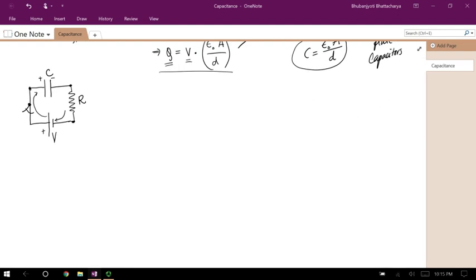So what is happening is that there's going to be charge flowing through the circuit. Remember, flow of charge is current, and how are charge and current related? Well, I is equal to dQ/dt.